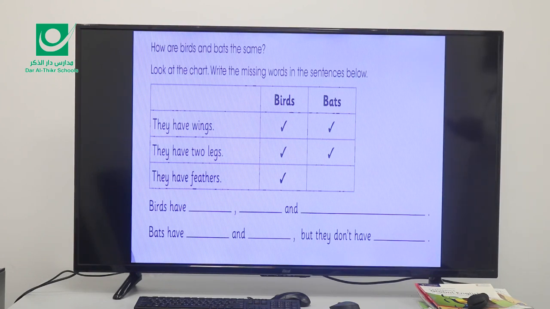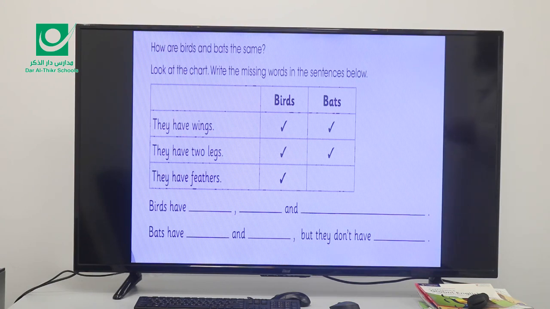Okay? Again, but this is between birds and bats. The first chart was between mammals and bats. Now birds and bats. They have wings. Yes, they have in common, birds and bats. They have wings. They have 2 legs. Yes, birds and bats. They have 2 legs. And the last one, they have feathers. You know, feathers, they cover the bird's body. Actually, it's only for birds. As you remember, we studied this before, that bats' bodies are covered with fur, not feathers.